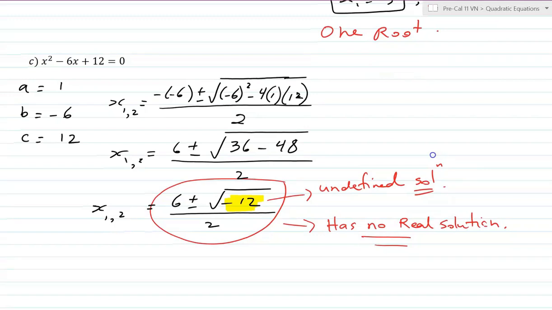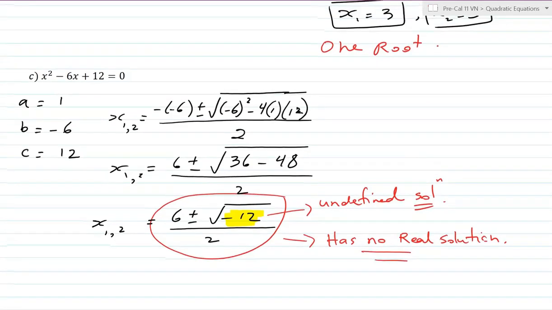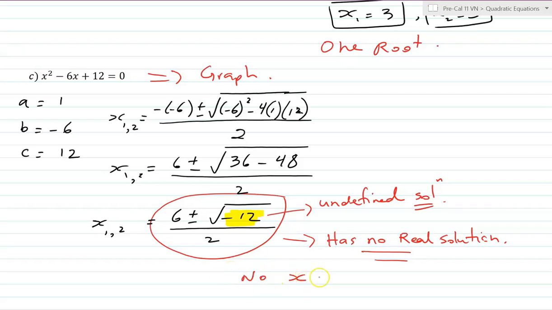Now, if you would have graphed this quadratic function, the graph of this function would have been above the x-axis. It will not even cross the x-axis. That's what it means. It doesn't have any x-intercept. So there is no x-intercept for this function. Okay, that's what it means.